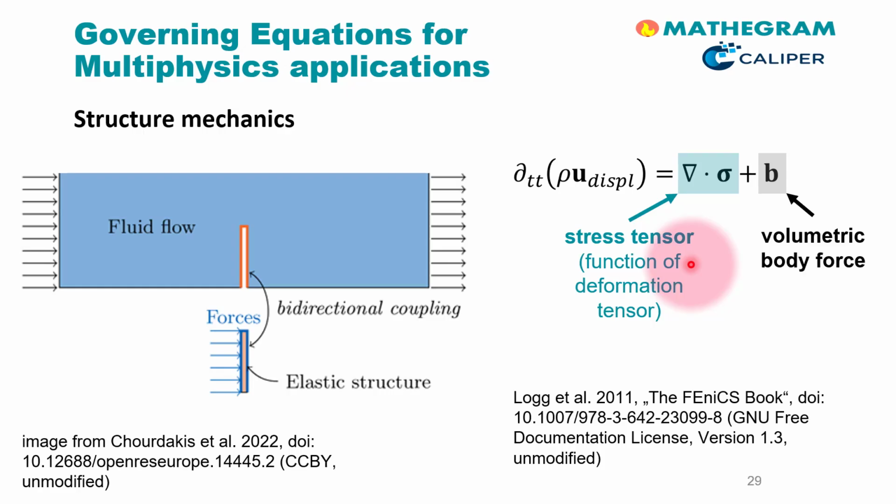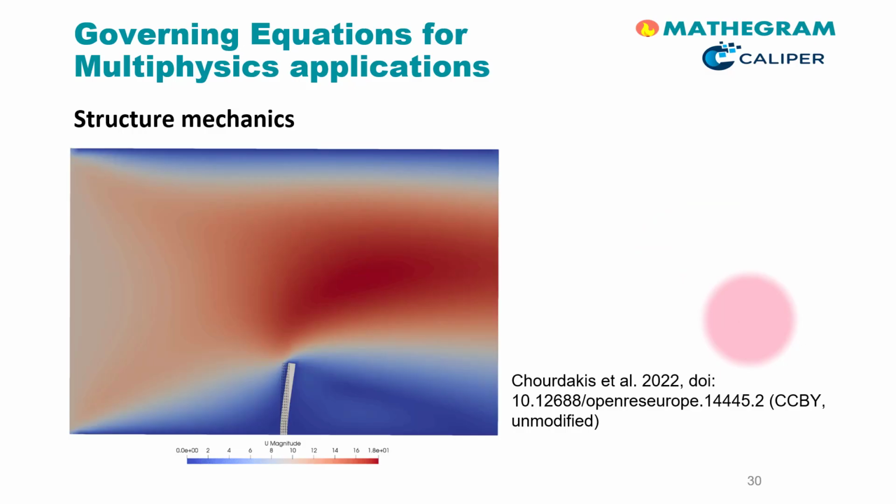Let us now have a brief look at two interesting results. First, this is the velocity distribution around the elastic structure. As you see, the structure reduces the cross-sectional area and hence the flow speed must be larger directly above this structure. Also, and this is the main reason why we include structure mechanics, the structure bends significantly to the right.